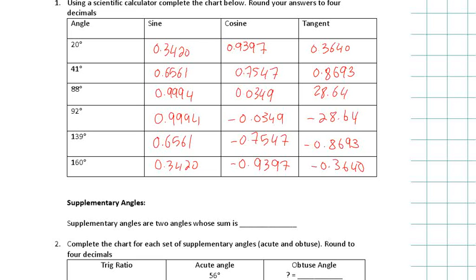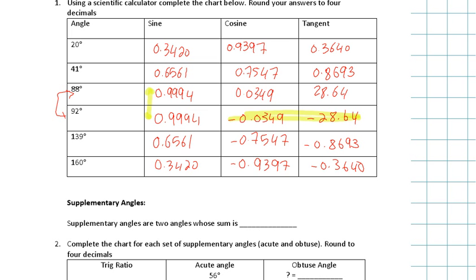139 and 41. Good. But for 92, cosine and tan are negative, right? How about sine? It's positive. They're the same, right? These are the same. Okay. What else? So we noticed these two. What else? 139 and 41.